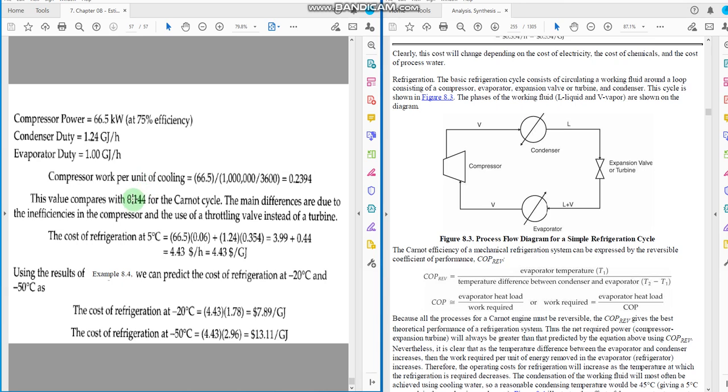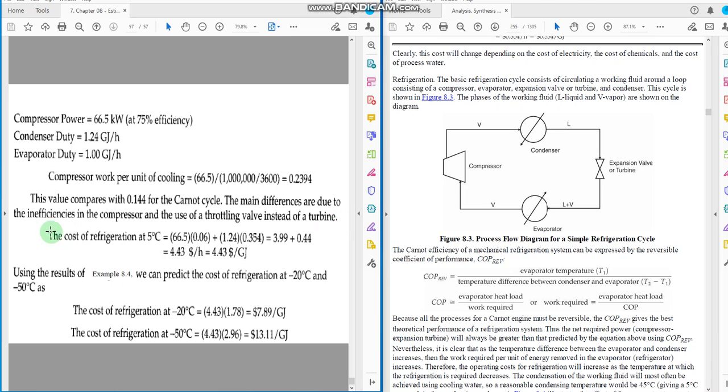Now we have to estimate the compressor work per unit of cooling. We are provided with the compressor power, and the evaporator duty, that is 1 gigajoule per hour. You can divide by the 1 gigajoule per hour, converting it into seconds. So you have the compressor work per unit of cooling requirement, which comes out to be 0.2394. This value compares with 0.144 for the Carnot cycle.